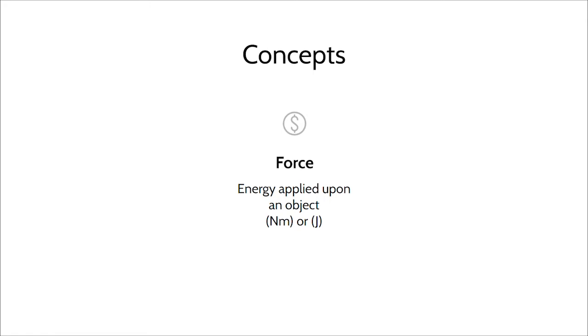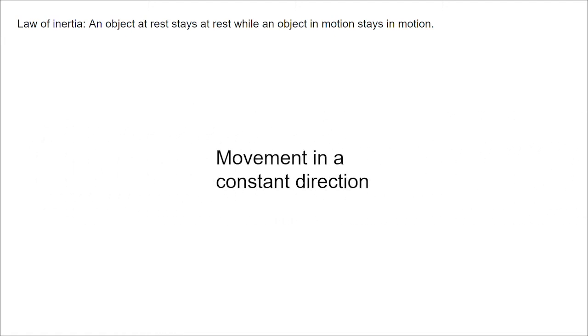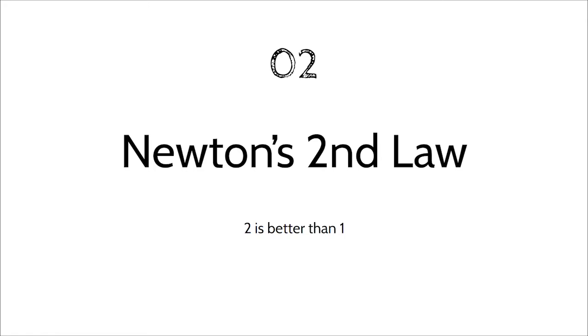Newton's first law takes place in an environment where there is no outside force. Outside forces are things we experience, such as gravity, air resistance, friction, etc. The law states that an object at rest stays at rest, while an object in motion stays in motion. We call this the law of inertia. But how do we make an object move?